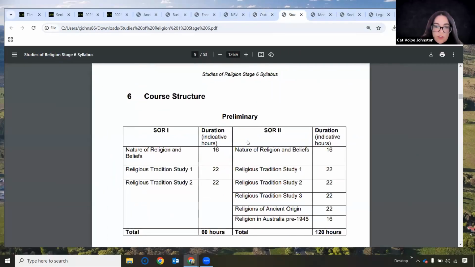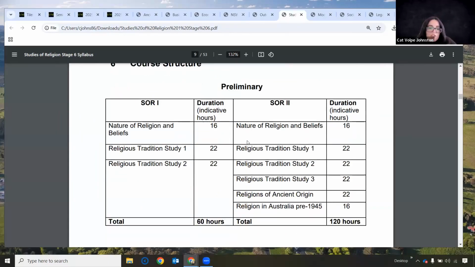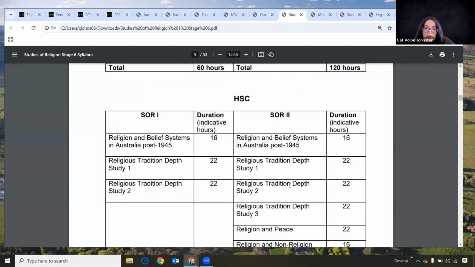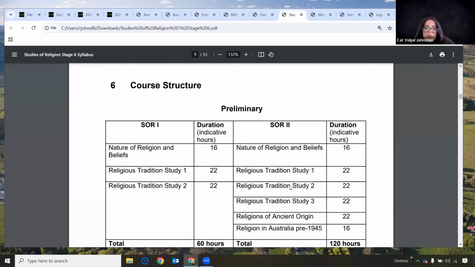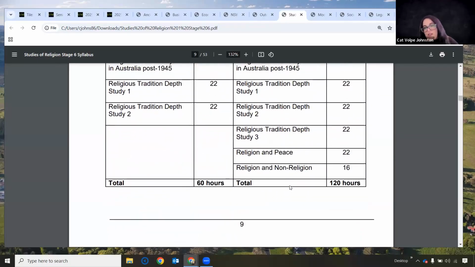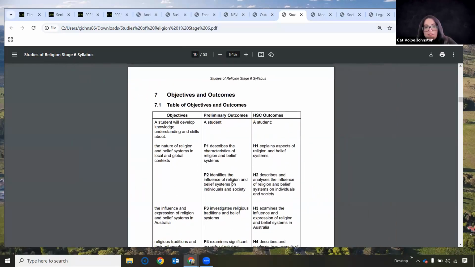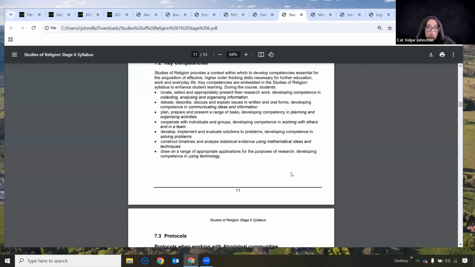All right, so the first unit of work is Nature of Religion and Beliefs, Religious Tradition Study 1, and Religious Tradition Study 2. Studies of Religion number 2, these are your options here for year 11. So preliminary means year 11, and HSC is year 12. So we've got the outcomes table, which basically aligns the objectives really nicely against the year 11 preliminary outcomes and the HSC year 12 outcomes, which is pretty handy, a bit different from the history one.